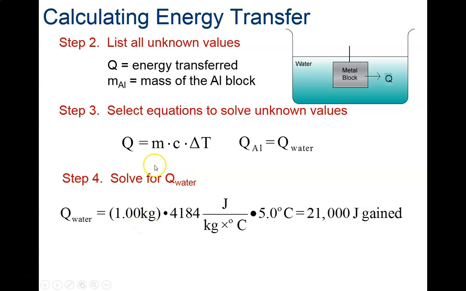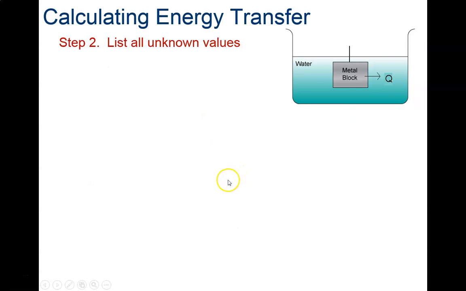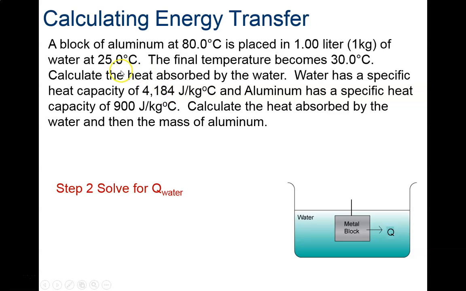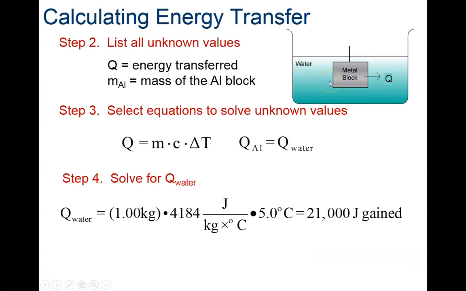The mass of the water is 1 kilogram. M is 1 kilogram. C of water was given to us as 4,184. And the delta T, where did that come from? Where did we get 5 degrees C from? Well, if you go back to the original problem, the water was originally at 25 degrees C, and then after you put in the aluminum block, the water warmed up to 30 degrees C. So it absorbed 5 degrees C. And so the water, since it warmed up, gained about 21,000 joules of thermal energy.